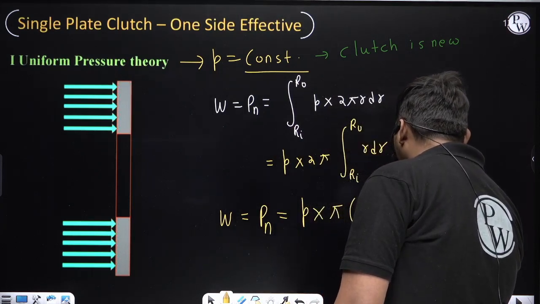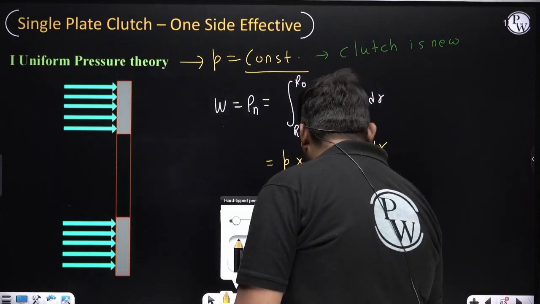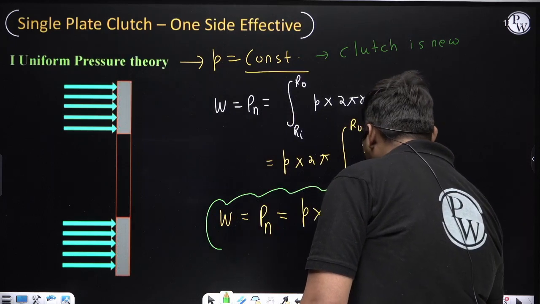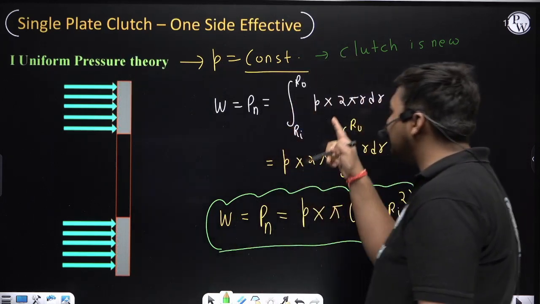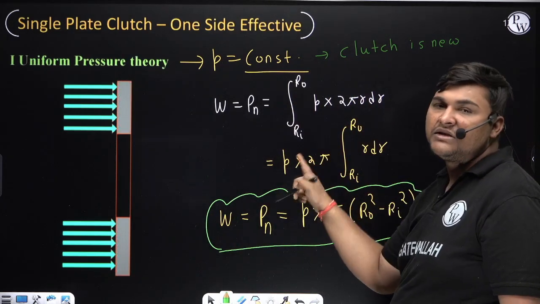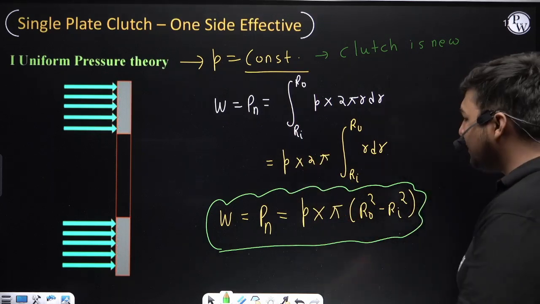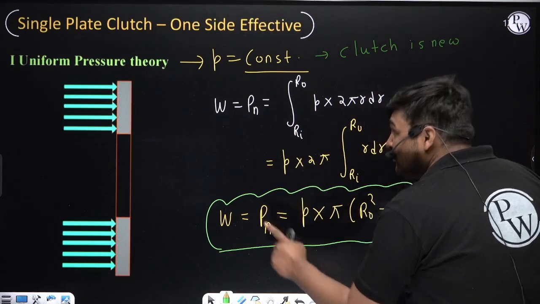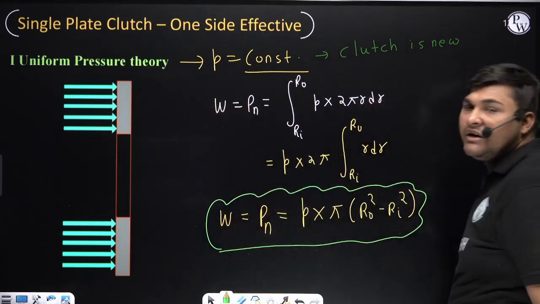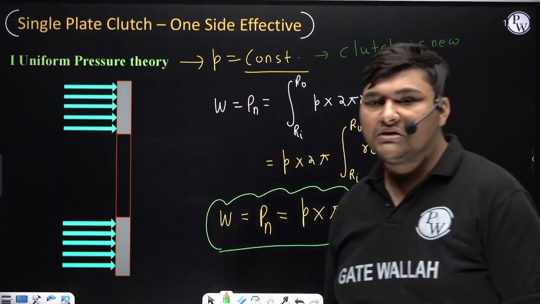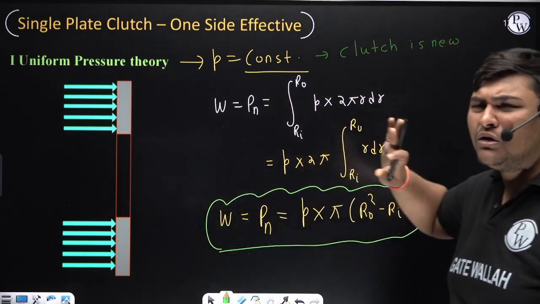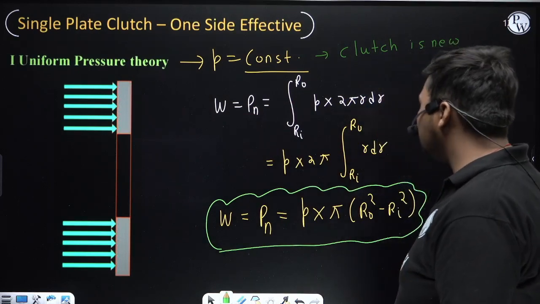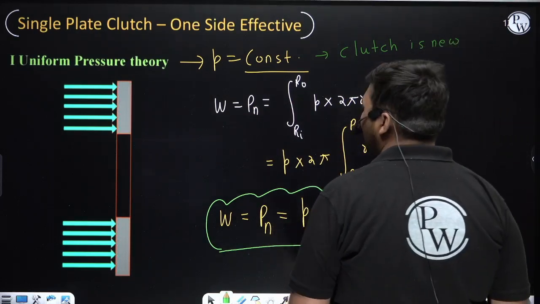I will summarize all the discussion. But if you are not remembering this formula, you can easily find it by integrating this term and bringing pressure outside the integration because it is constant. If you are remembering this formula, remember that it is valid when pressure is constant, because we have derived this expression for uniform pressure. I will summarize all this discussion ultimately, and you need to only remember the summary. So this is the expression of W or Pn for uniform pressure.